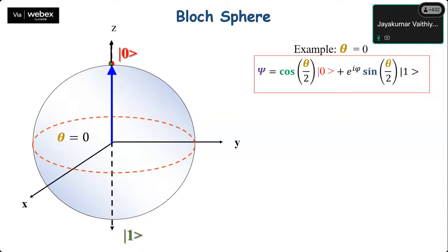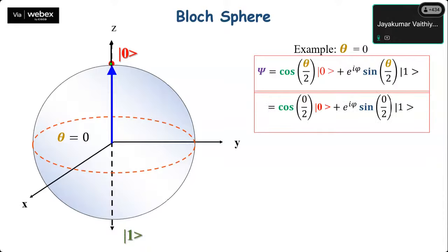So this is the wave equation. We got psi equal to cos theta by 2 multiplied with state 0 plus e to the power i psi multiplied with sin theta by 2 multiplied with state 1. So we have 2 components, the extremes, state 0 and state 1. That is why we are using the mathematical form of cos and sine. Cos and sine are opposite in nature, so we are using opposite nature with the help of state 0 and state 1.